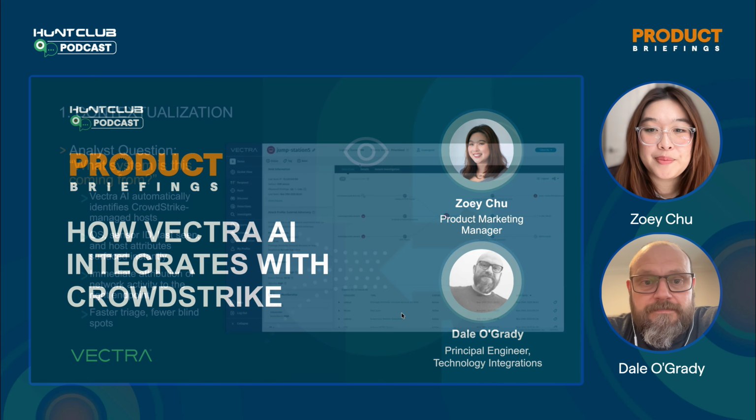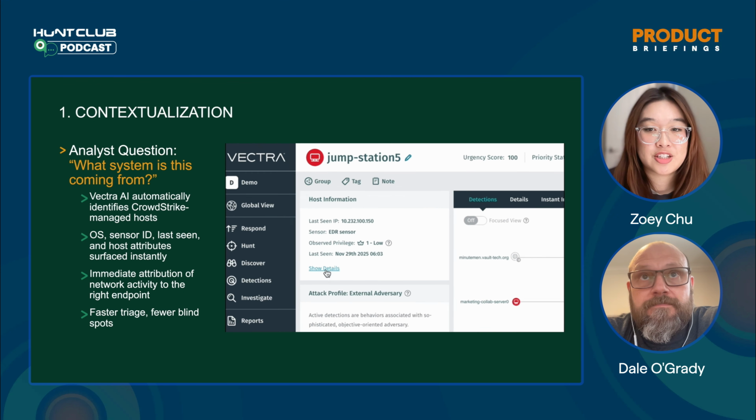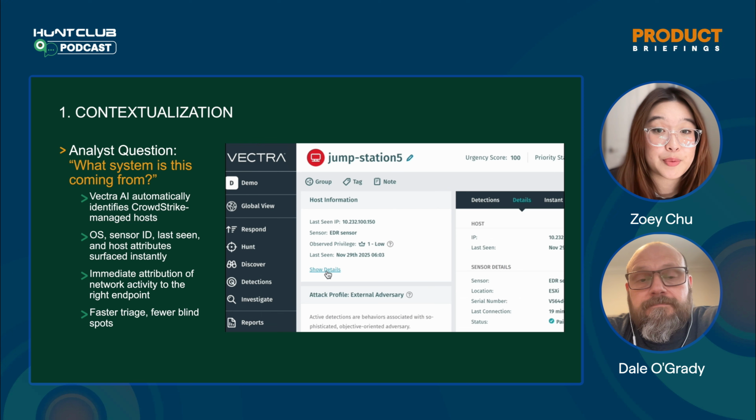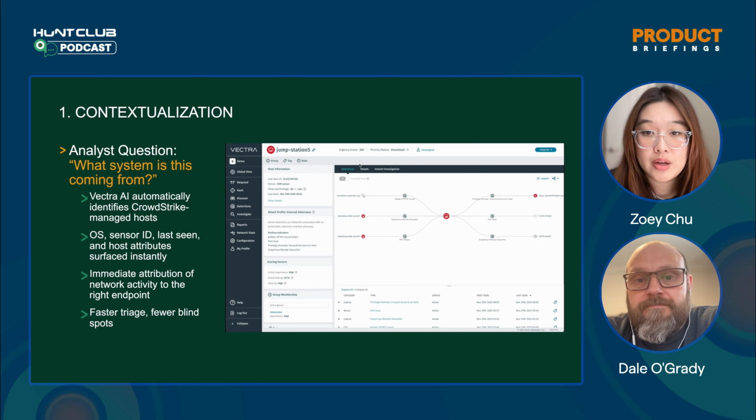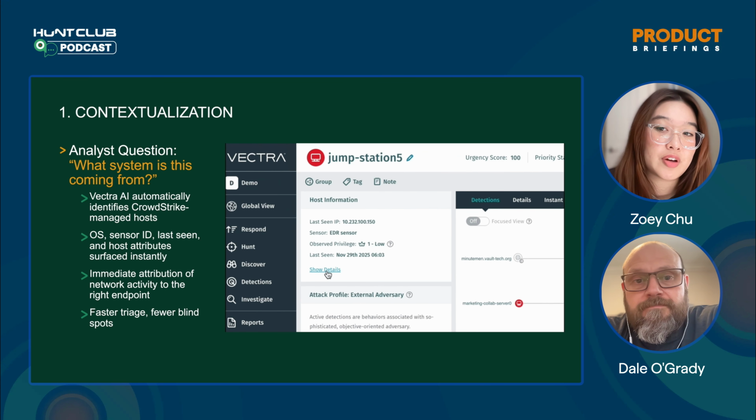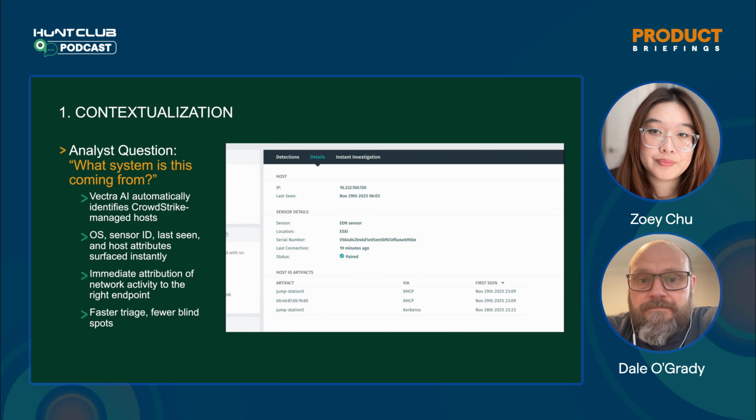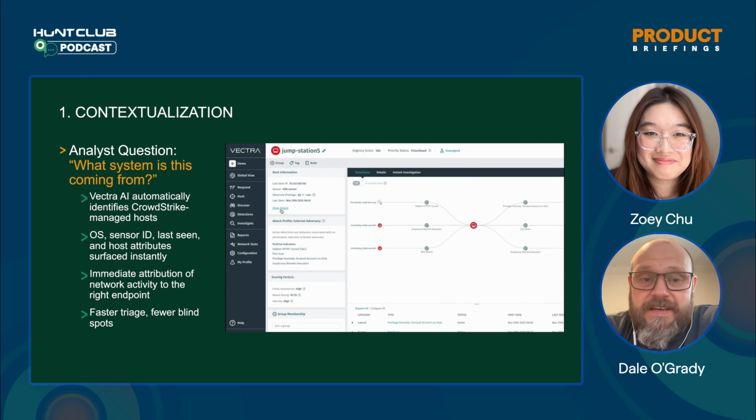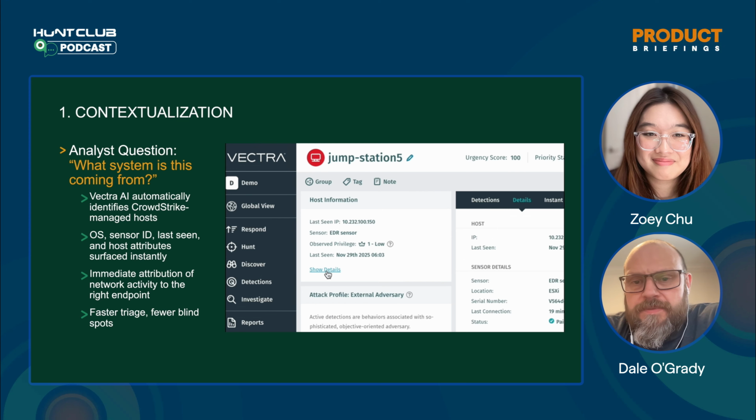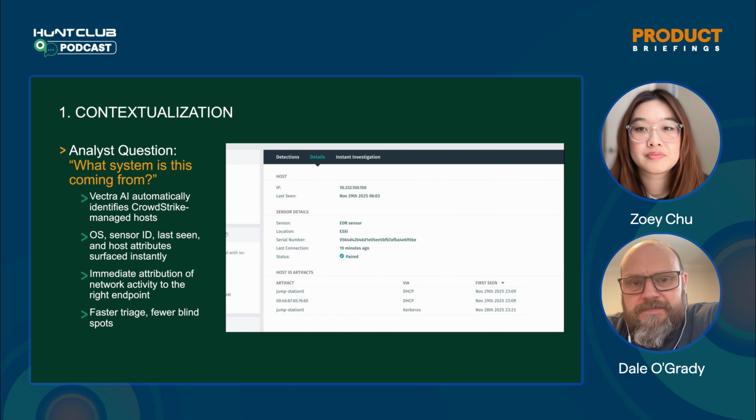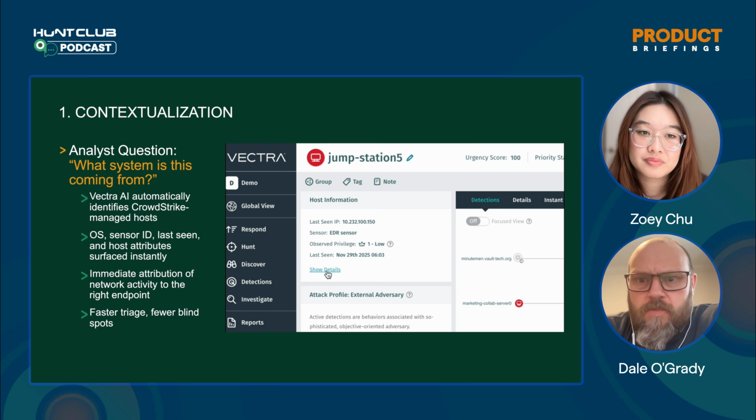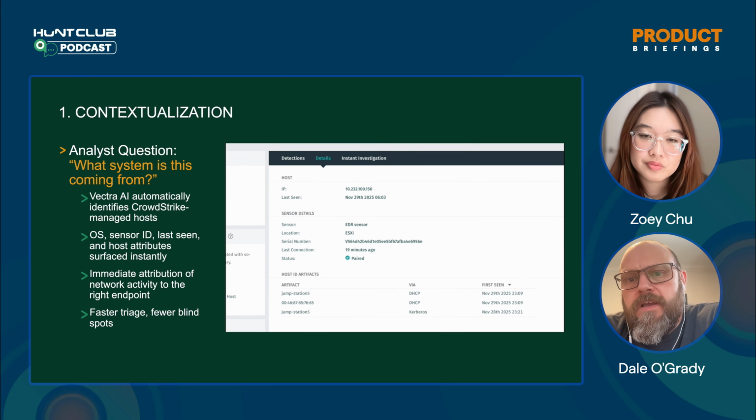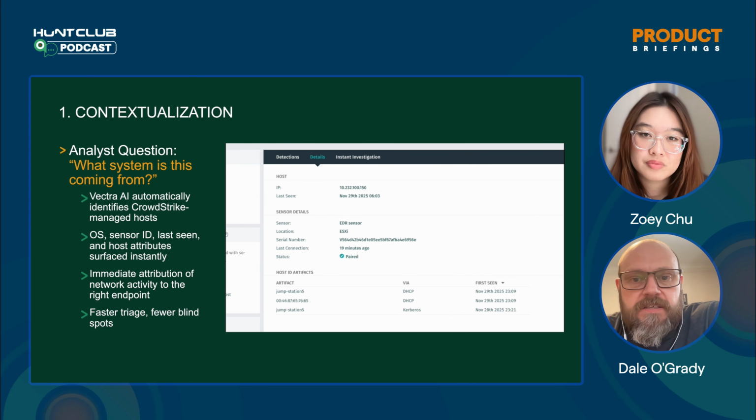All right. So we're starting first with the foundation of contextualization. When an analyst sees a network detection, the very first question they'll ask is, what system is this even coming from? So my question to you, Dale, is how does Vectra help answer that question? Sounds pretty basic, right? Actually, a lot of investigations bog down here. We've got things like suspicious network connections, and context means a lot. Is it my domain controller? Is it some random workstation? Is it another system that I care about? Really important, right? It really helps put things into context.